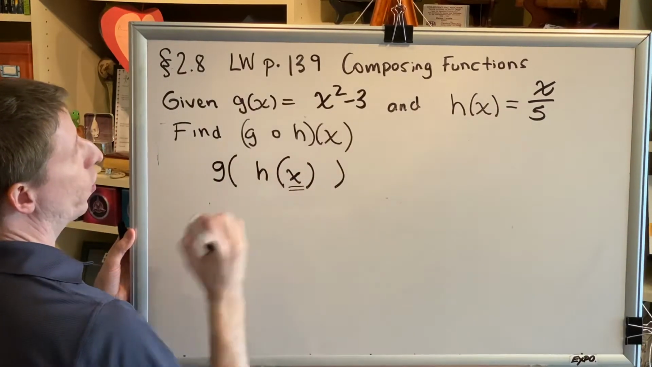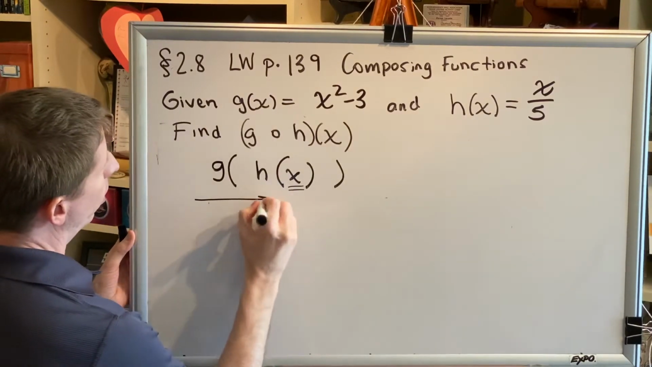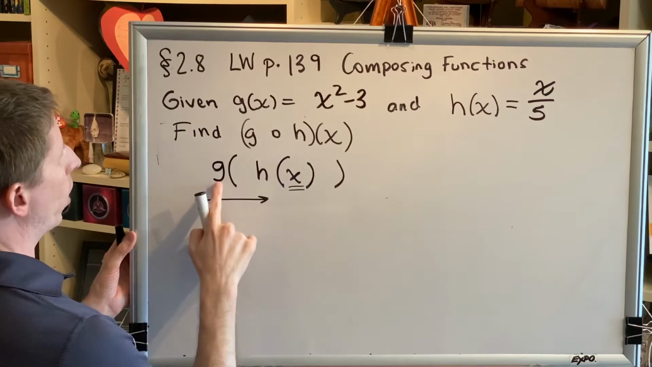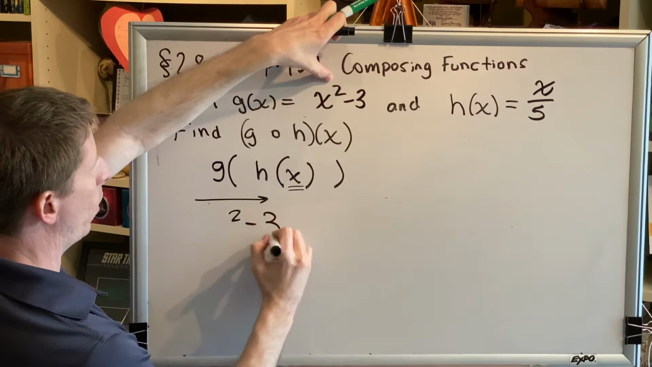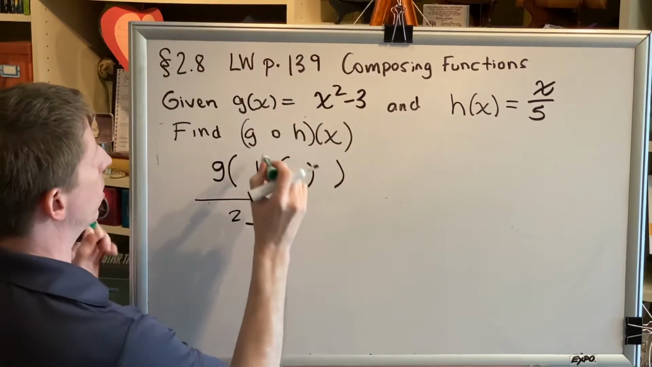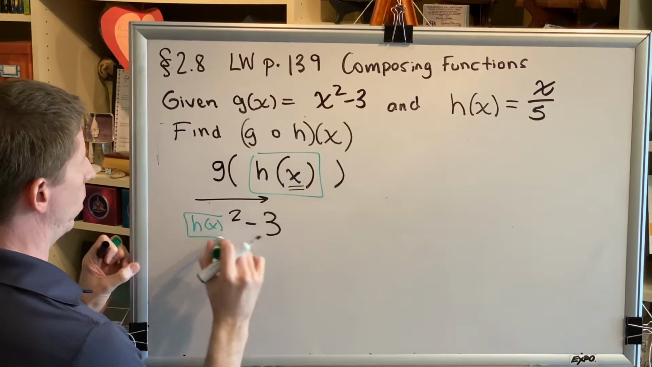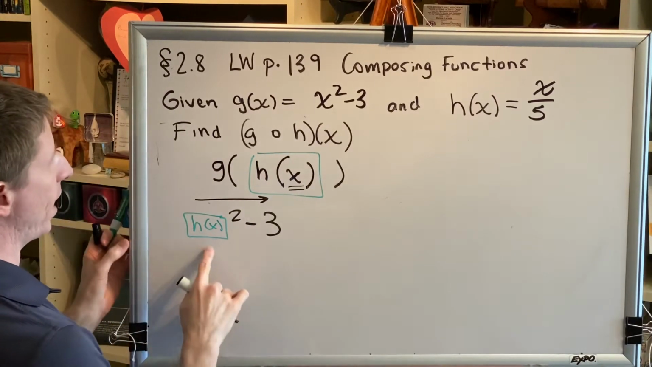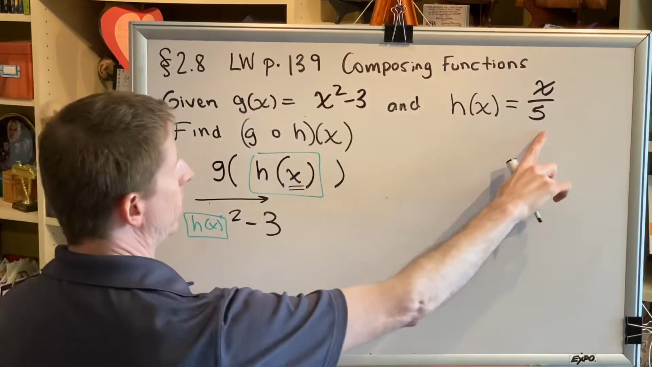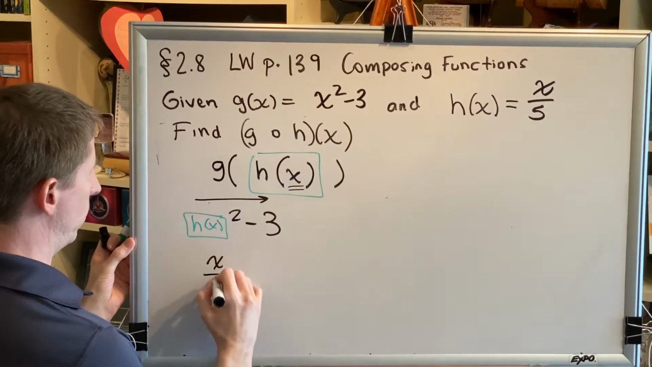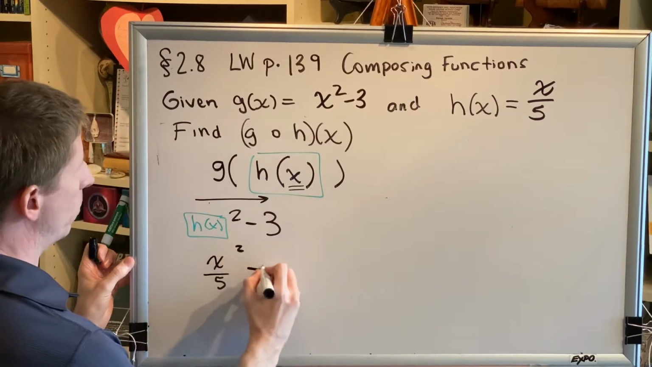And because we have a variable as our input, we're going to work from the outside in. We're going to start with function g, which we see here. But everywhere we see an x, we are instead going to put h of x. So we need to figure out what is h of x squared subtract 3. And we know that for this problem, h of x is equal to x fifths. So x fifths squared subtract 3.